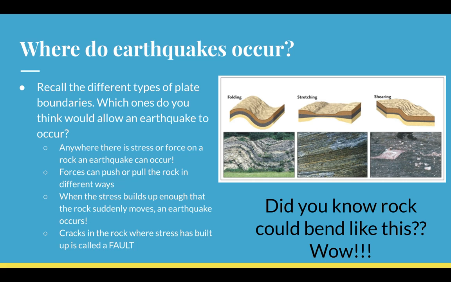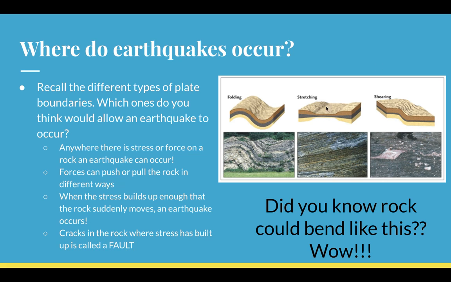So, where do earthquakes occur? Okay, they occur at all of the plate boundaries. And rock can be under great amounts of stress, and then these forces that push or pull the rock in different ways can kind of let loose every once in a while. So imagine there's a stress buildup, and when the rock suddenly moves, an earthquake occurs. And this energy goes out in all directions and can be very, very far reaching.